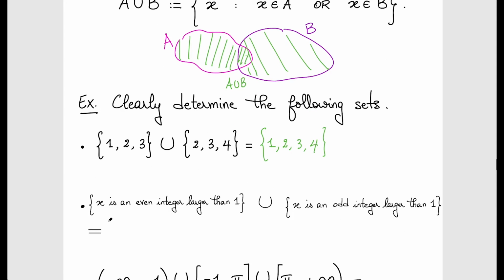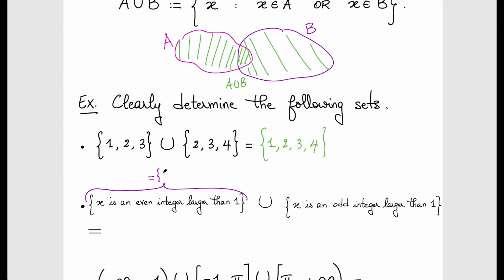All right. How about this? This is the collection of all even integers larger than 1. So any even integer larger than 1. So what are we talking about here then? What is this guy? Any even integer larger than 1.